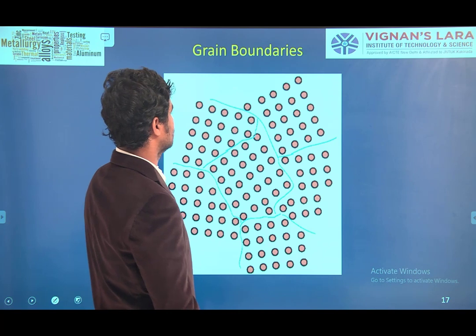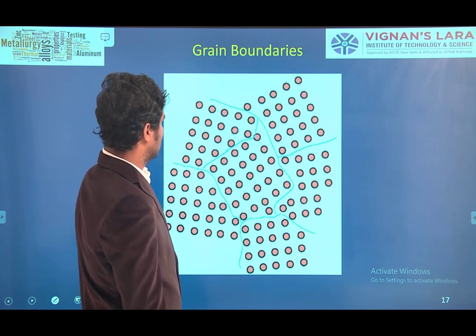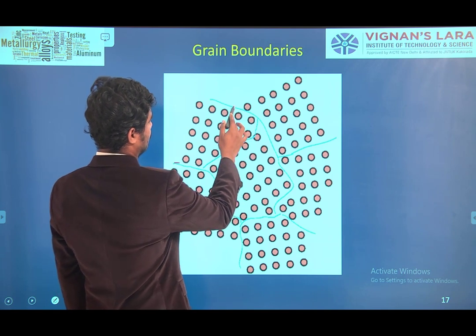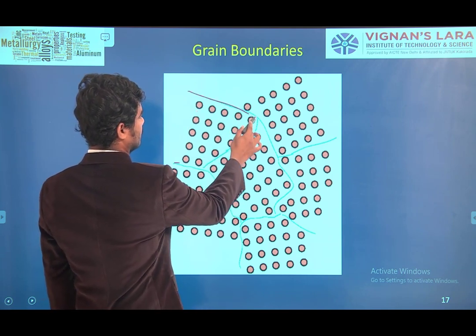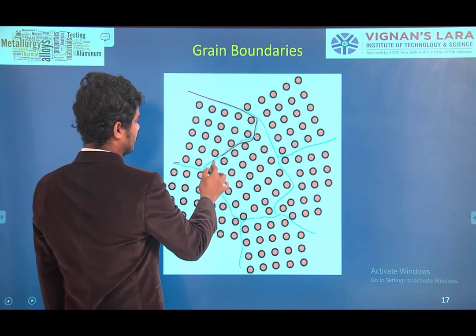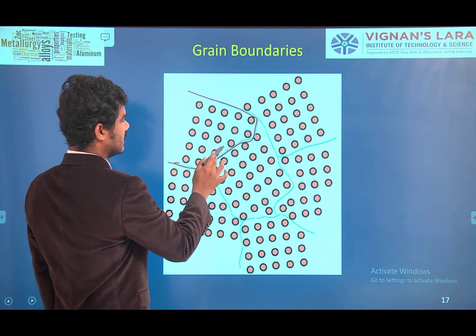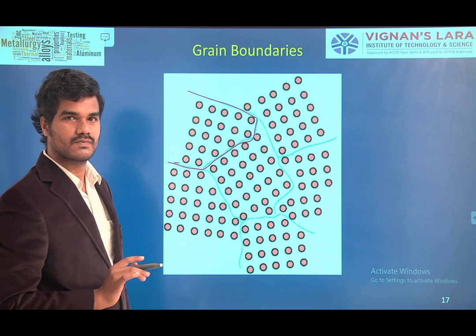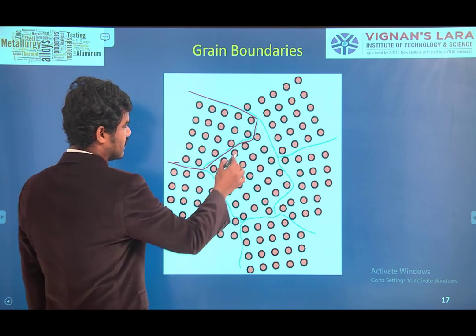In the diagram you can see, this is 1 grain. In this grain, the arrangement of atoms is like this. And this is another grain, in the middle.